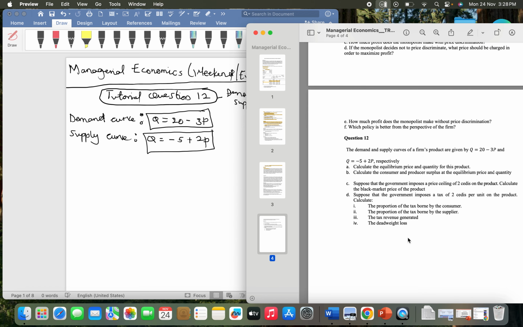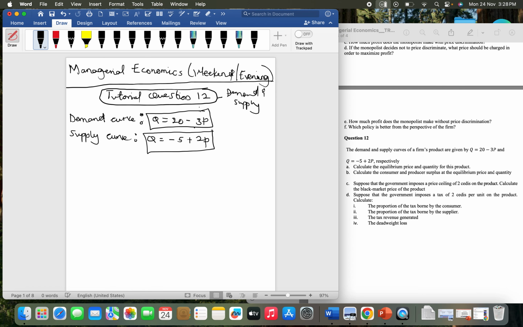So one would ask, how do you identify that this is the demand and this is the supply curve? They stated it here: demand and supply curves. So the first one is demand, that's why I brought it to the side. The second one is supply, that's why I brought it to the side. So A is equilibrium price and quantity.